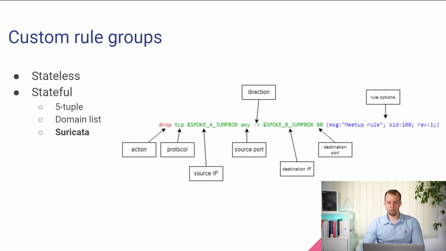Also, there are Suricata compatible rules. Suricata is an open source network firewall which is used by AWS Network Firewall behind the scenes for the stateful rule groups. We can create rule sets defined with the syntax of Suricata. It's very flexible, highly customizable, so we can create more complex rules than we can do with the 5-tuple or domain list type rules. And we can also filter for HTTP headers or body components with Suricata.